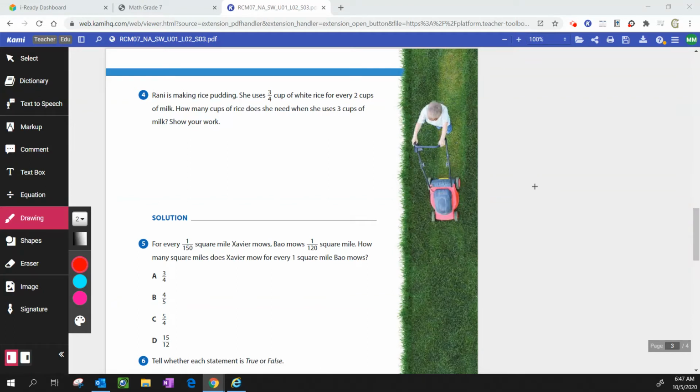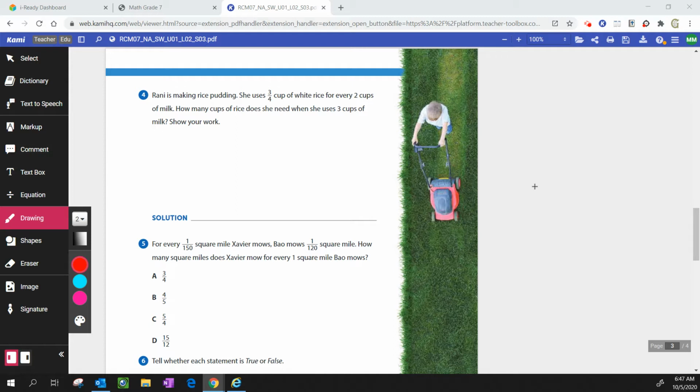Okay, so here are the answers to the problems we did for the quizzes. So go ahead in your book, make sure you're open up to page 45 and you're ready to correct your work. So the first one says that we have Ronnie who's making rice pudding, and she uses 3/4 a cup of white rice for every 2 cups of milk. So how many cups of rice does she need with 3 cups of milk?